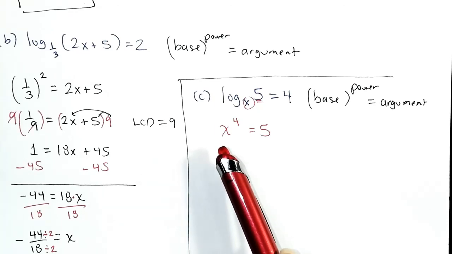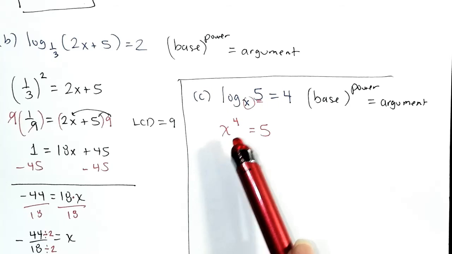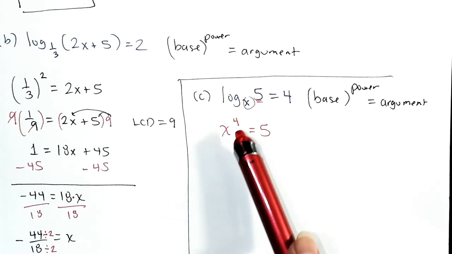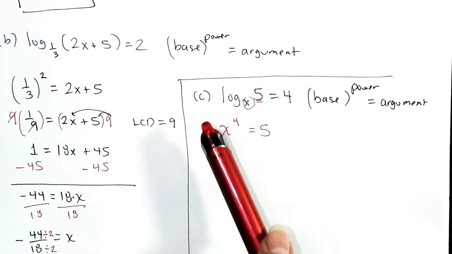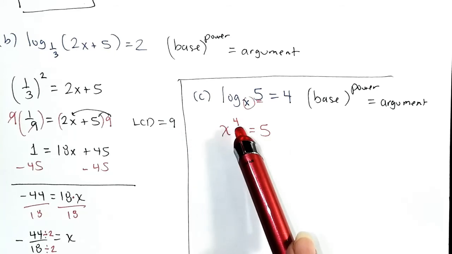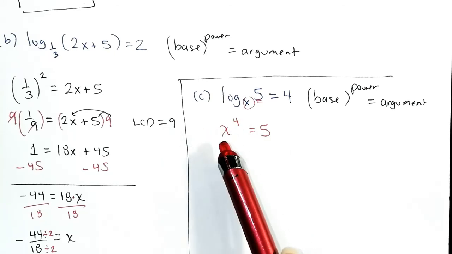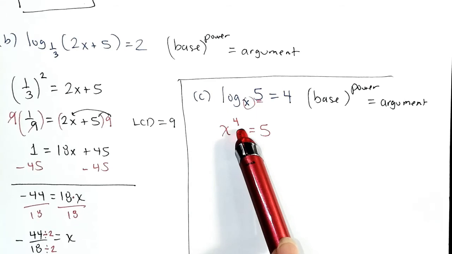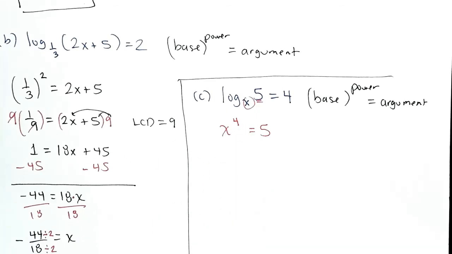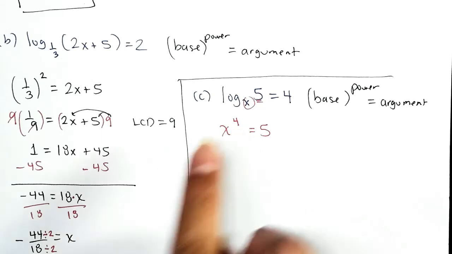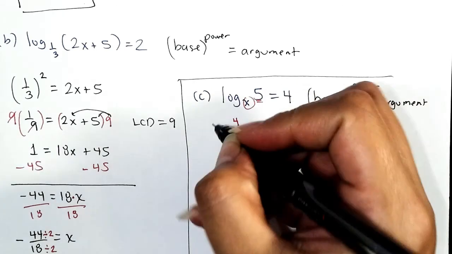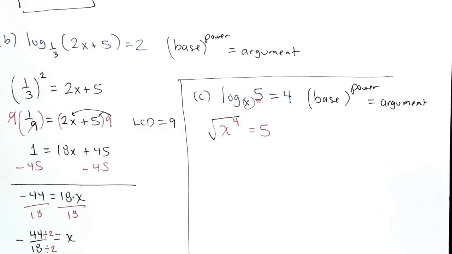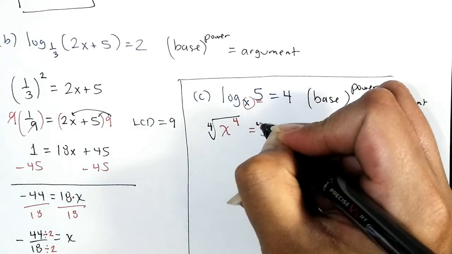So now I'm like, okay, what are we going to do to undo the power of 4? If the exponent was 2, we're like, oh, square root both sides. If the exponent was 3, cube root of both sides. So pretty much to undo the power, we're going to take a radical. Okay, so to undo the power of 4, we're going to take not the square root, not the cube root, but we're going to take the 4th root. Okay, we're going to take the 4th root of both sides.